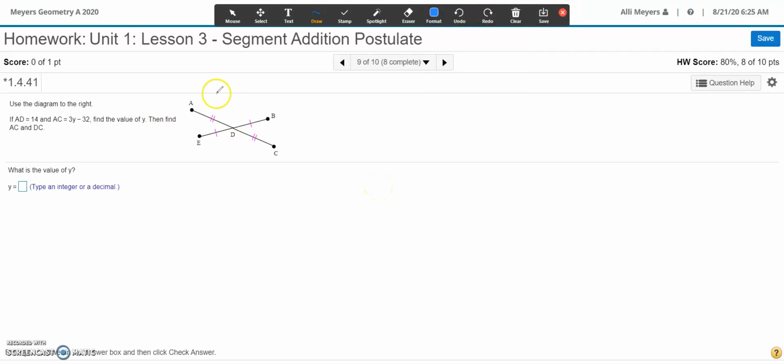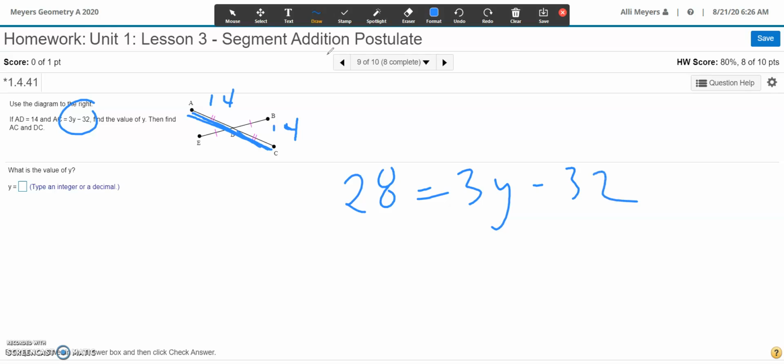Okay, this next one. There are congruent marks. If there are 2 congruent marks, that means those 2 segments are the same. If there's 1 congruent mark, that means those 2 segments are the same. So if AD is 14, DC is also 14, because those both have 2 congruent marks on them. Then they tell me AC, the whole thing, is 3y minus 32. I know that should be 28 long if I do 14 plus 14. So 28 is how long this 3y minus 32 should be.